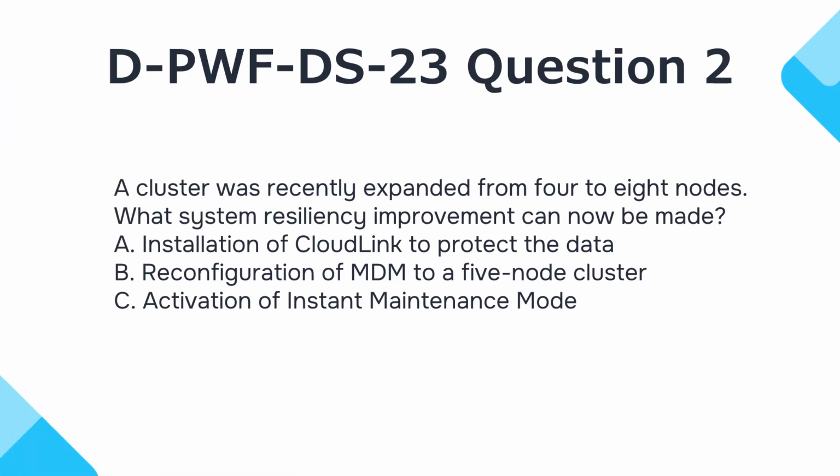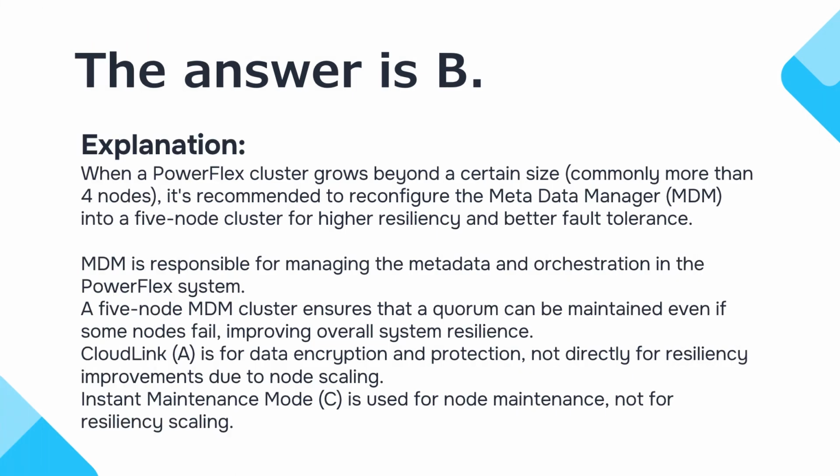A cluster was recently expanded from 4 to 8 nodes. What system resiliency improvement can now be made? A. Installation of CloudLink to protect the data. B. Reconfiguration of MDM to a 5-node cluster. C. Activation of instant maintenance mode. The answer is B.